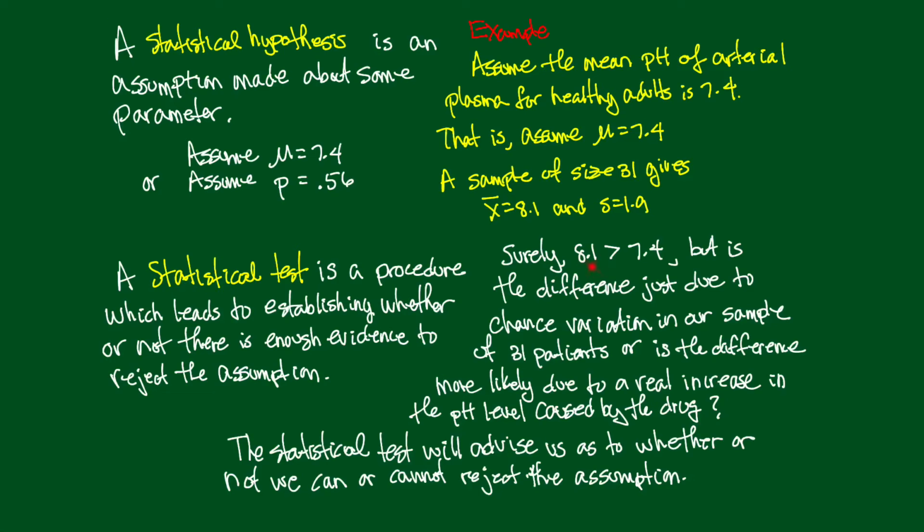Now, surely 8.1 is greater than 7.4, but is that difference just due to chance variation in our sample, because we only took 31 people, or is the difference more likely due to a real increase in the pH level caused by the drug? So the statistical test will advise us as to whether or not we can or cannot reject the assumption that the mean is 7.4. So we run a statistical test to see if there's enough evidence for us to reject the assumption.